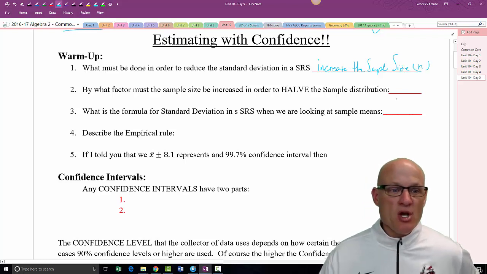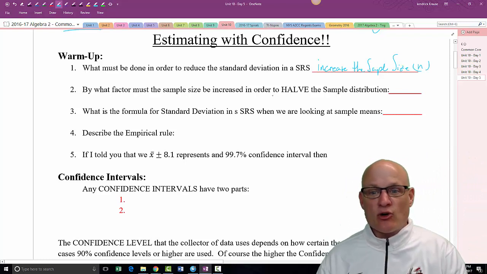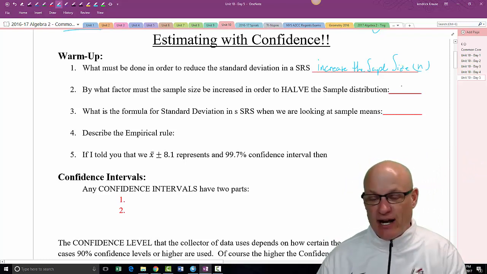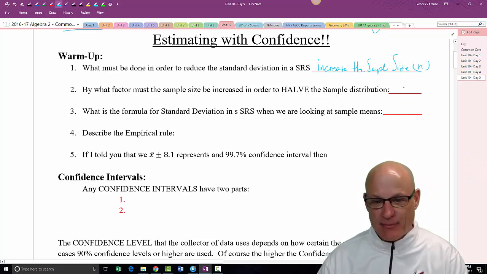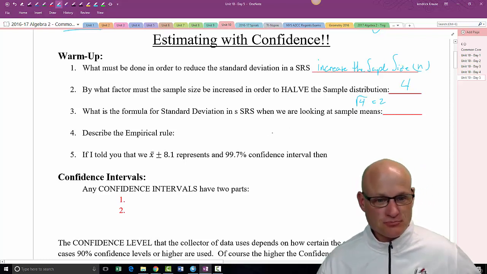N. Okay. By what factor must the sample size be increased in order to have the sampling distribution? I've asked this question like 4 times. I don't know why I keep asking it. So we got to increase by 4, because don't forget, we're going to take the square root. So if we take the square root of 4, that's equal to 2. And if you divide by 2, that's taking half of something.